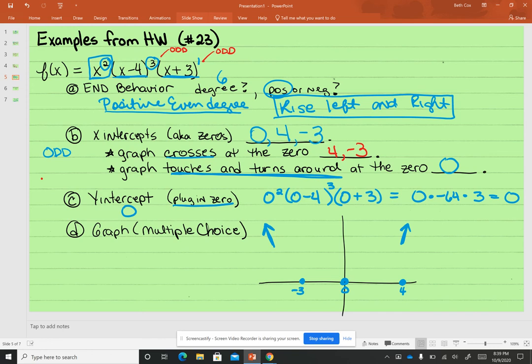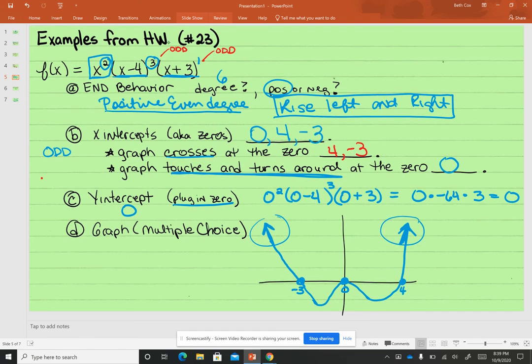Okay, what else do we know? We know that our graph crosses at 4 and -3. So it's going to come and cross at -3. And then 0 comes next, so it's going to touch and turn around at 0. And it's going to cross at +4. So when we do our multiple choice, we're going to look for something similar to this. Look for the end behavior, look for the right numbers crossing, and look for touch and turn around here. You should be able to find the answer from your multiple choice.